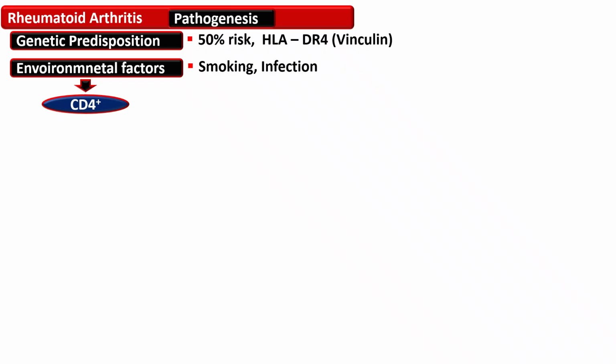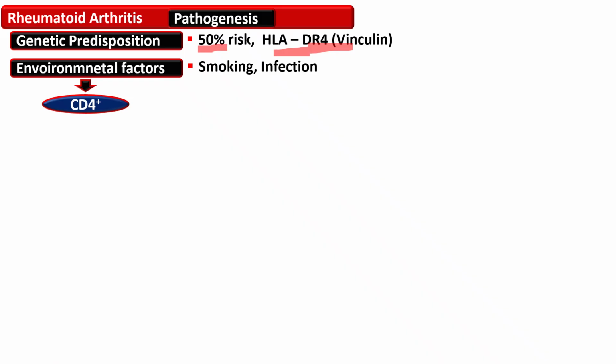HLA-DR4 is linked with rheumatoid arthritis because the vimentin epitope on citrullinated protein mimics an epitope on various microbes and can be presented by class 2 HLA-DR4. Hence, the HLA-DR4 allele is related with anti-citrullinated protein antibody positive rheumatoid arthritis. 50% of the risk to develop rheumatoid arthritis is linked with genetic susceptibility.